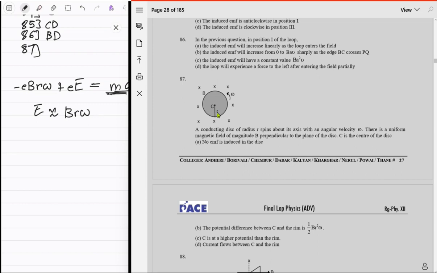So B is correct. Okay, what else is there? C is at higher potential than the rim. Yes, because the field is going from there to here. That's what we assumed. So yes, this is right. Current flows between C and the rim. No, because it is a steady state, we have already assumed that.